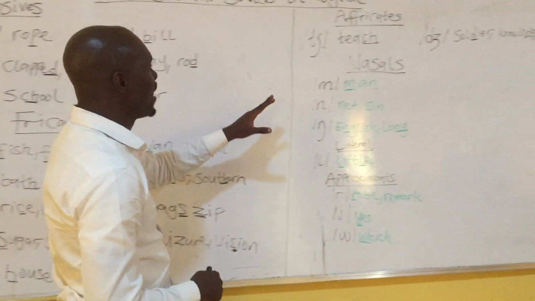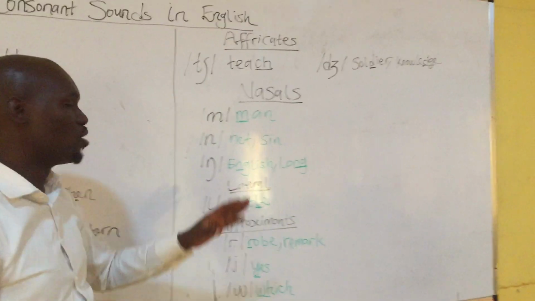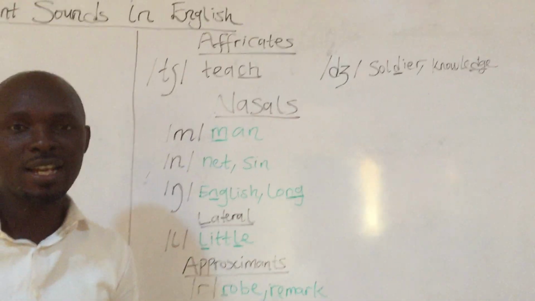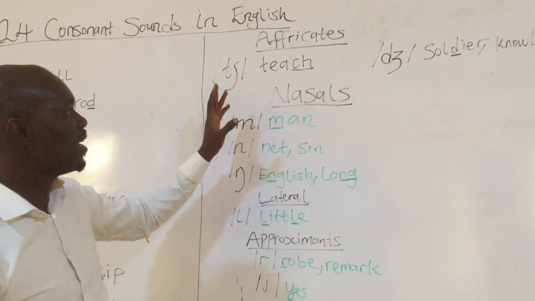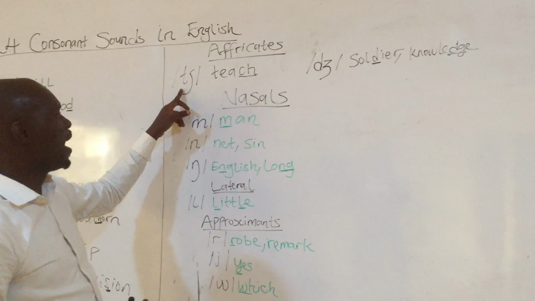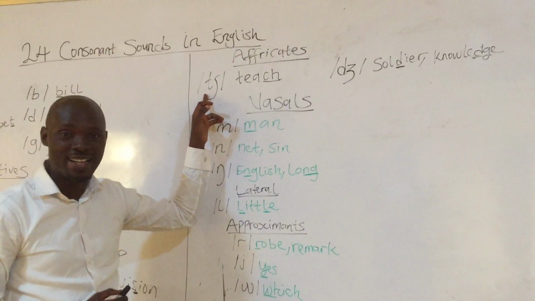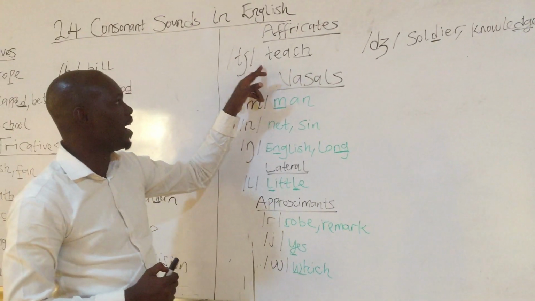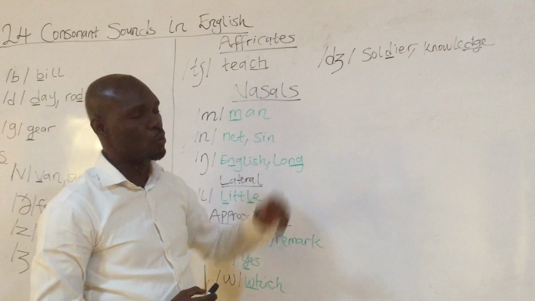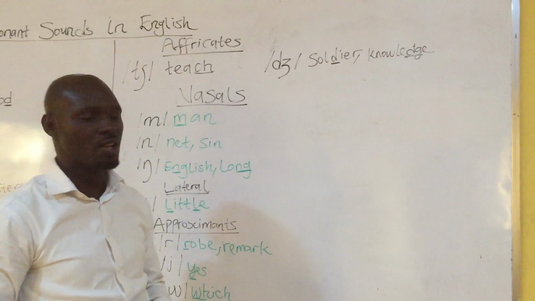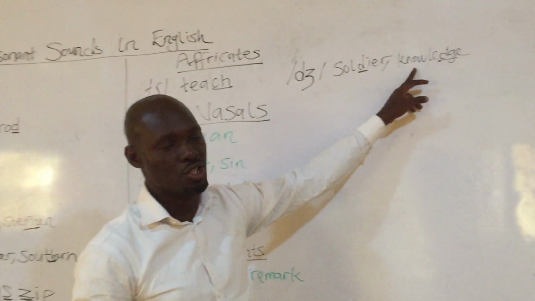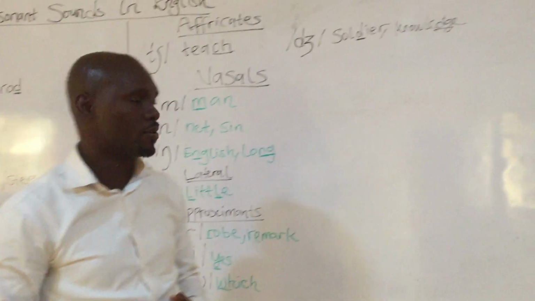So we move on to the next category of consonant sounds, which are called the affricates. Now the affricates contain two consonant sounds. The first one is pronounced as ch, and you can find that in teach. But the second one is pronounced as j, and you can find that in soldier and knowledge.